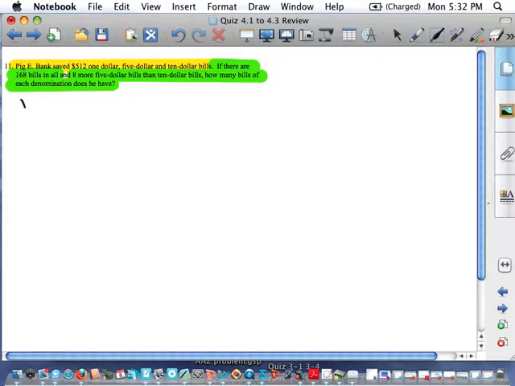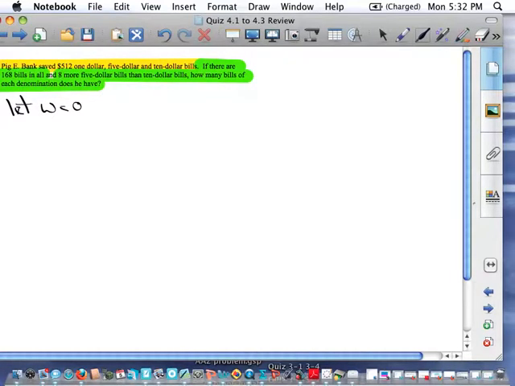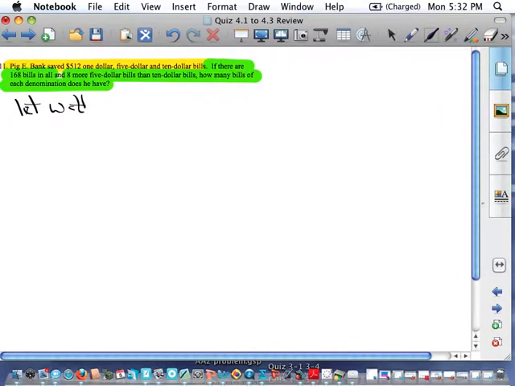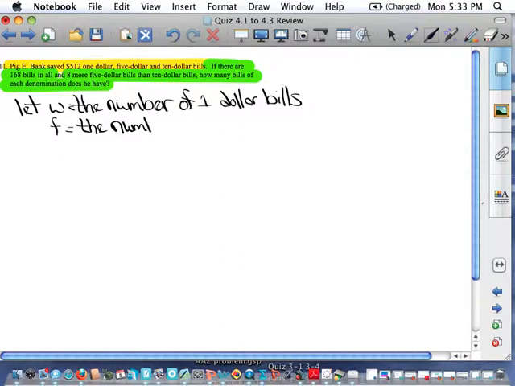So again, we have to define the variables. Let W equal the number of $1 bills, let F equal the number of $5 bills, and T equal the number of $10 bills.